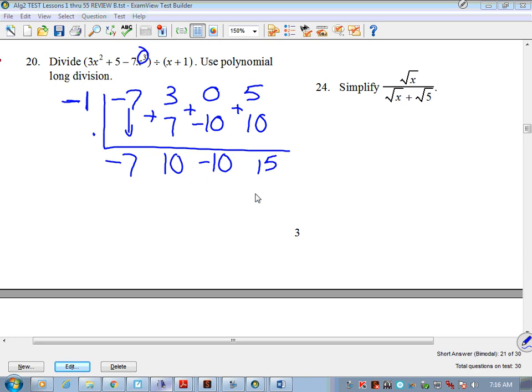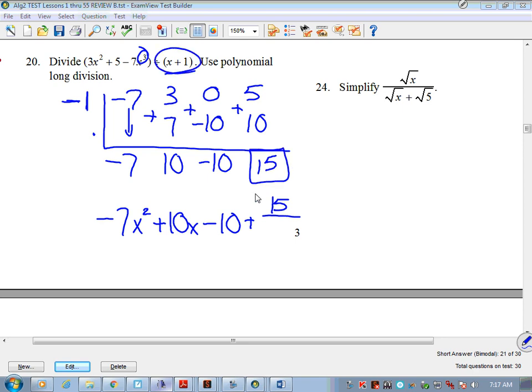And then I'm going to look, okay, what was my highest exponent to begin with? I'm always going to be 1 exponent less, so that's going to be negative 7x squared. And I'm going to follow that on down. So this will just be 3x minus 10 plus 15 because this is a remainder. And I'm going to put that over the divisor, which is x plus 1, not just negative 1.